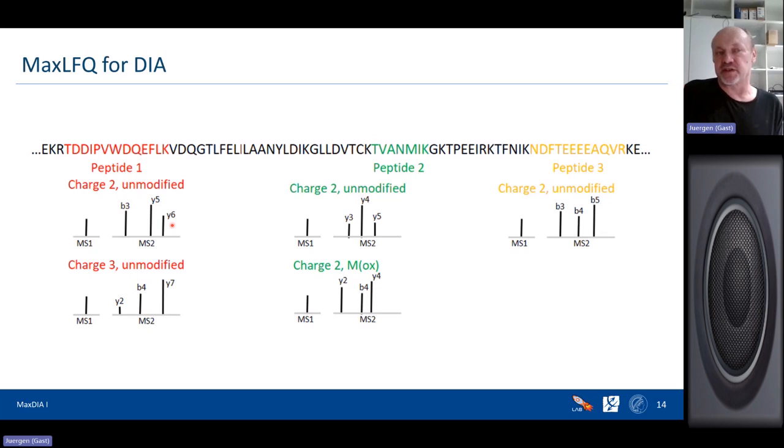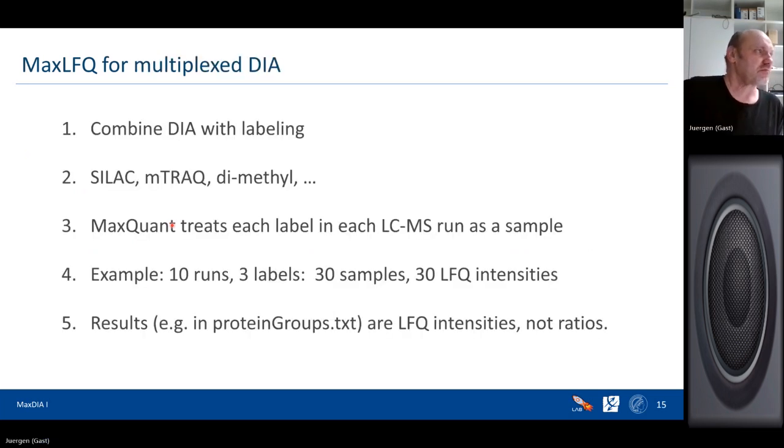samples, and for each fragment type separately, for example B3, you look if this B3 is present in both of the samples, and then you can take the log ratio in that case for the B3. You can do this for the precursors and for all of the fragments, and then take a median log ratio over many more single ratios. So this is for unlabeled DIA.